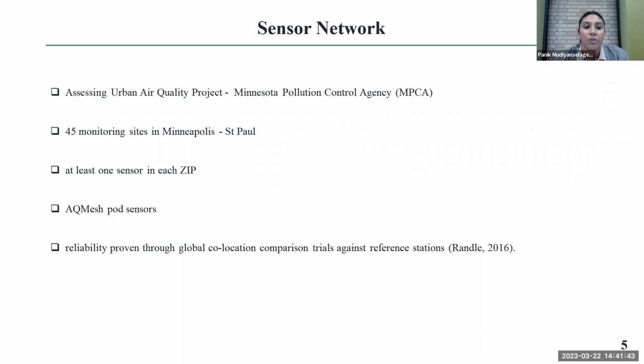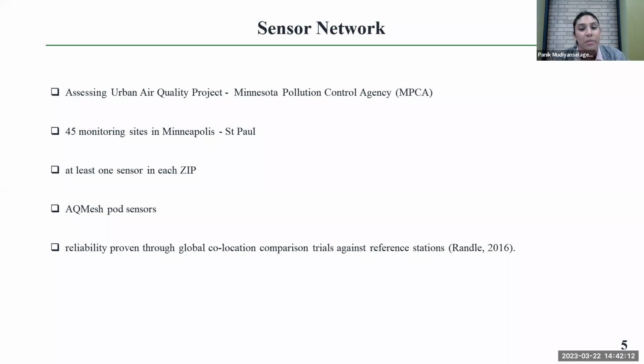Okay, so the sensor network that we're evaluating was established under the Assessing Urban Air Quality Project, which was led by Dr. Monica Vidali at the Minnesota Pollution Control Agency. So they have 45 sensor sites in the Twin Cities region, and there is at least one sensor in each zip code. So in this study, we defined fine scale to be from zip code to zip code.